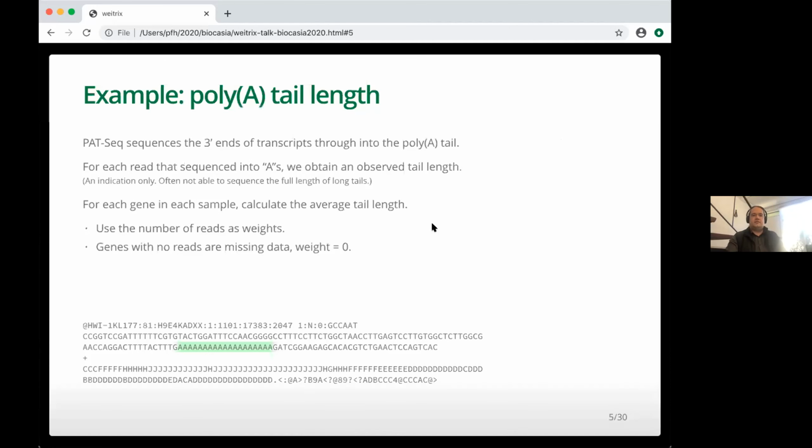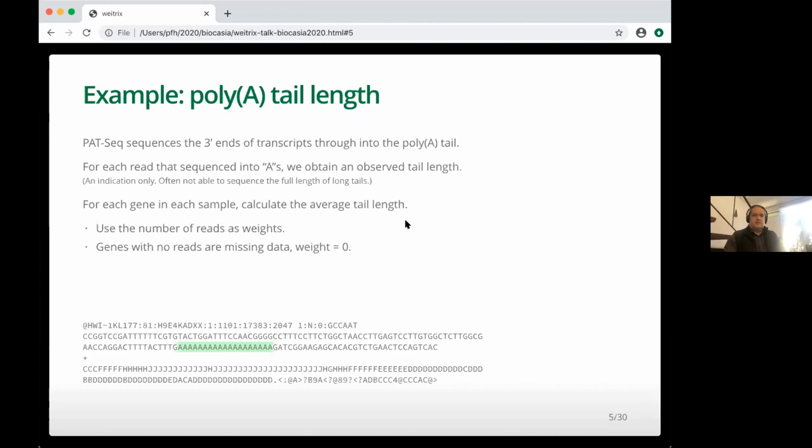Okay, so an example of this. This is a PAT-Seq dataset. PAT-Seq is an RNA-Seq method that sequences 3' ends of transcripts, and somewhat unusually, it sequences into the poly-A tail. So we get some information about the poly-A tail length from seeing a poly-A sequence in the reads. It's only an indication. The sequencer struggles with it a bit, but it does give us information.